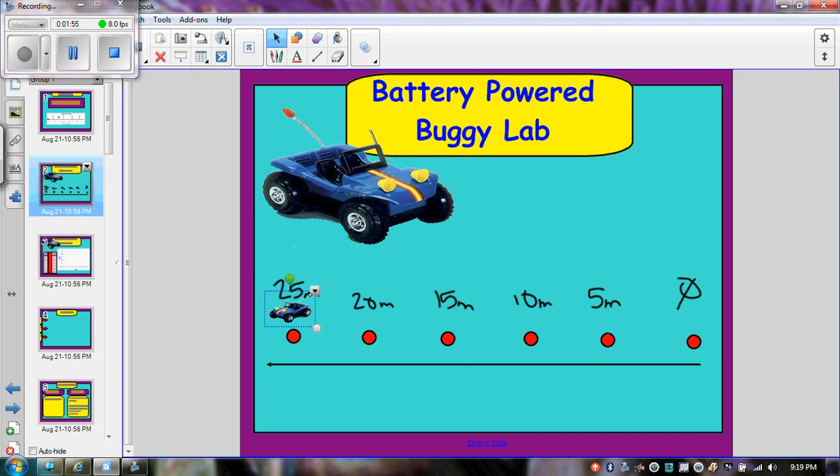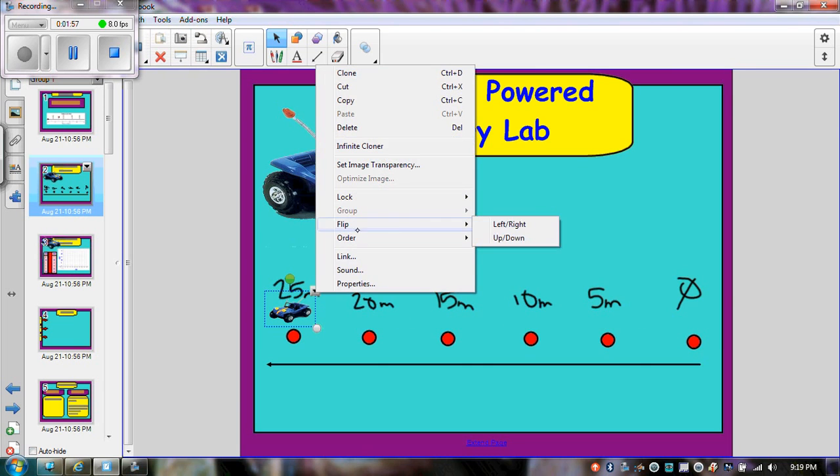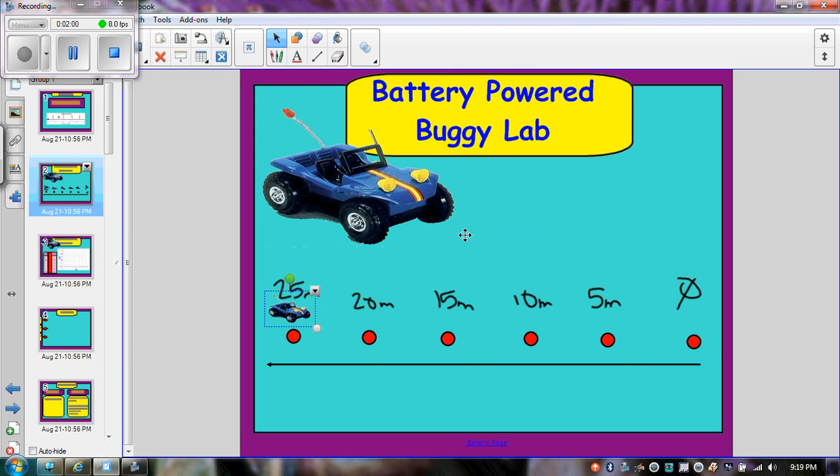Then what I do is I turn the car around. So let's go ahead and flip this from left to right. Now what the car is going to do is it's going to go backwards. This is going to be my trial 2. So I'm going to start the clock at 0 seconds, but this time it's starting at the 25 meter mark. Then the car goes back, passes the 20, the 15, the 10, the 5, and then finally gets back to 0 meters, in which case I stop the clock. This is a very simple lab that's going to demonstrate some very basic but important concepts about velocity.